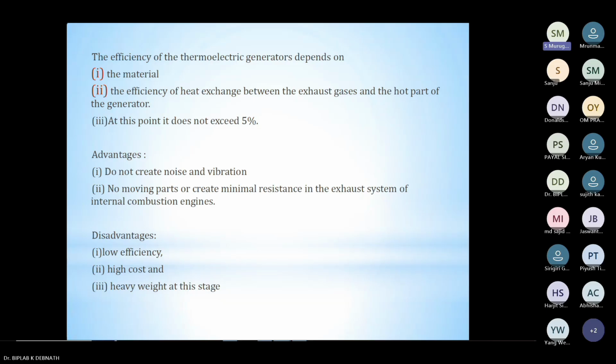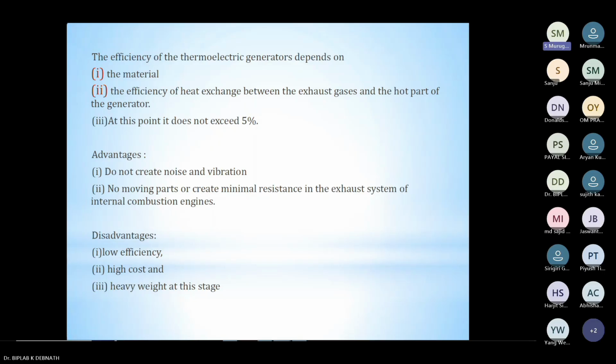The thermoelectric generator efficiency depends on what kind of material we use, the efficiency of heat exchange between the hot gases and the hot part of the generator, and the temperatures.